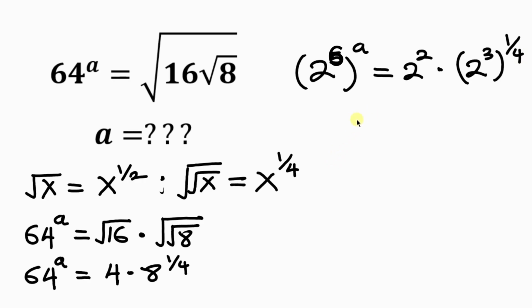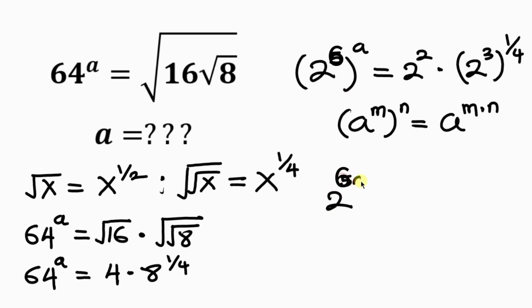The one that says that when I have a to the power m, and this is later raised to another power of n, this is equal to a to the power of m times n. So we multiply the powers. So this becomes 2 to the power of 5 times a, that will be 5a. This is equal to 2 to the power of 2 times, now write down the base 2, multiply the power, 3 times 1 over 4 is 3 all over 4.